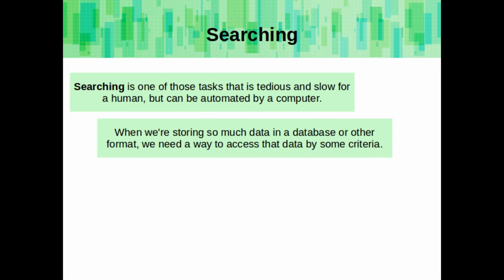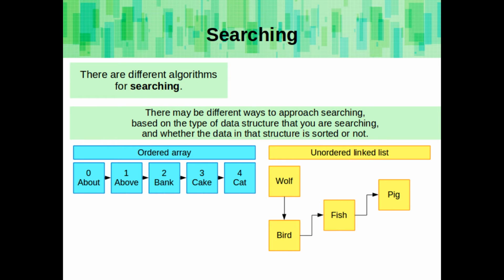Searching is one of those tasks that is tedious and slow for a human, but can be automated by a computer. When we're storing so much data in a database or other format, we need a way to access that data by some criteria. There are different algorithms for searching. There may be different ways to approach searching based on the type of data structure that you are searching in, and whether the data in that structure is sorted or not.